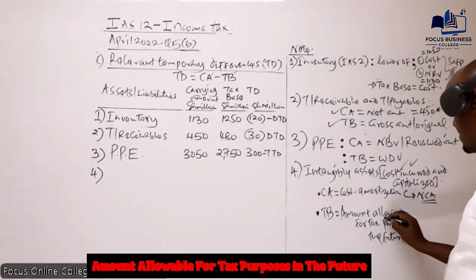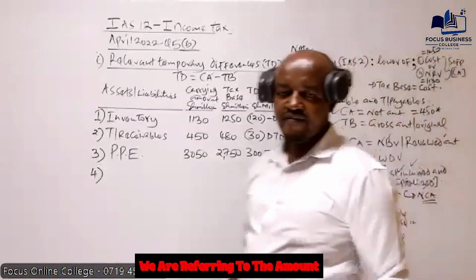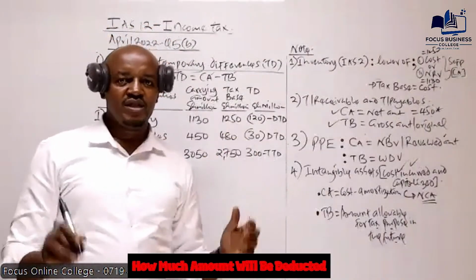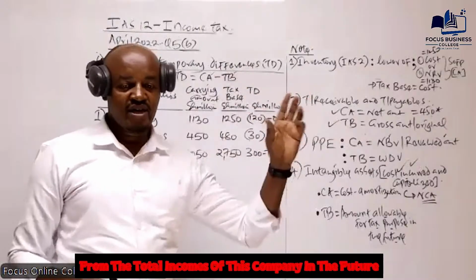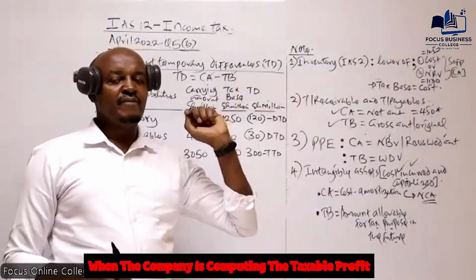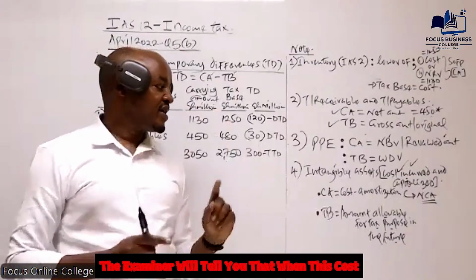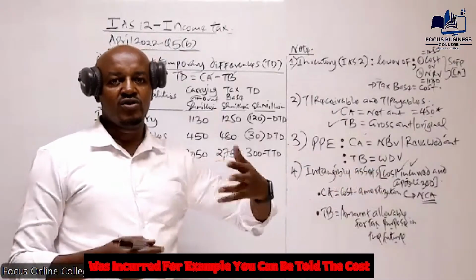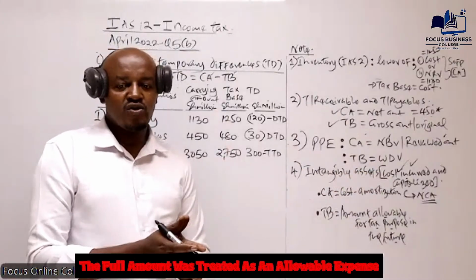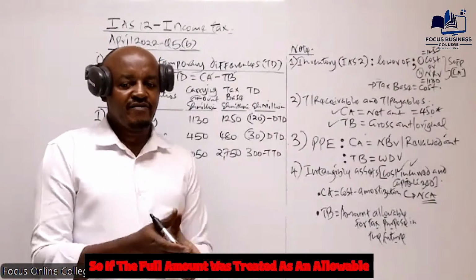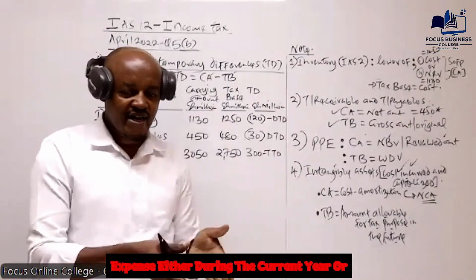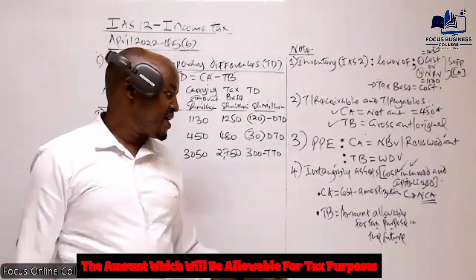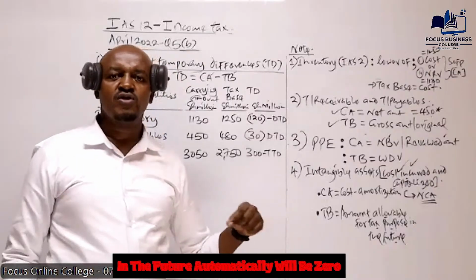When we talk about the amount allowable for tax purpose in the future, we are referring to the amount which will be treated as the company's allowable expense in the future. How much amount will be deducted from the total incomes of this company in the future when the company is computing the taxable profit? In most of the questions you'll come across, the examiner will tell you that when this cost was incurred, for example, during the current year, the full amount was treated as allowable expense. So if the full amount was treated as allowable expense, either during the current year or in the past, it automatically means that the amount which will be allowable for tax purpose in the future will be zero.